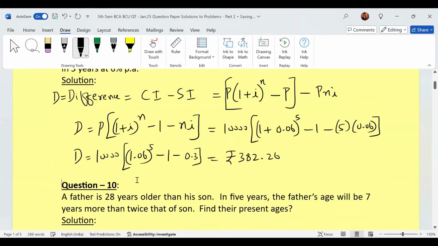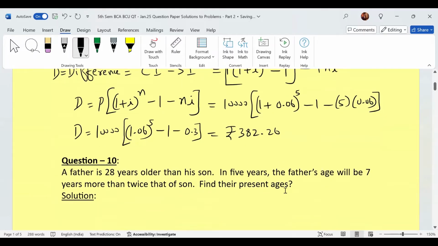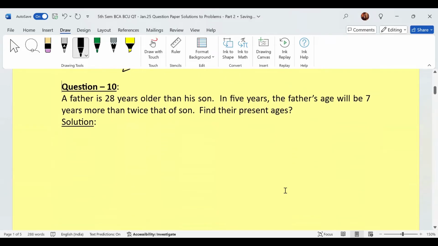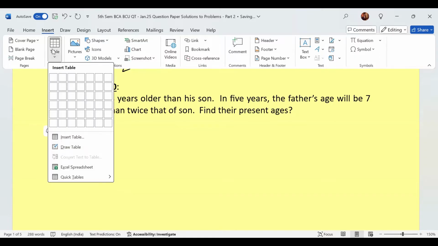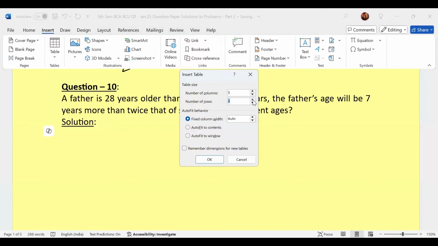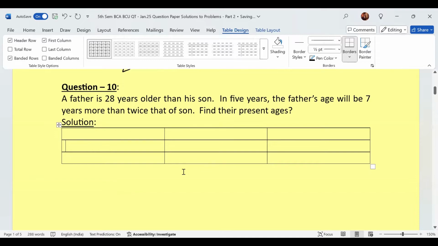We'll move on to the next question. Question number 10. A father is 28 years older than his son. In 5 years, the father's age will be 7 years more than twice that of son. Find their present ages. We'll create one small table for our convenience, having 3 rows and 3 columns. So here we will specify father, we'll specify son, we will consider their present age as X and Y.